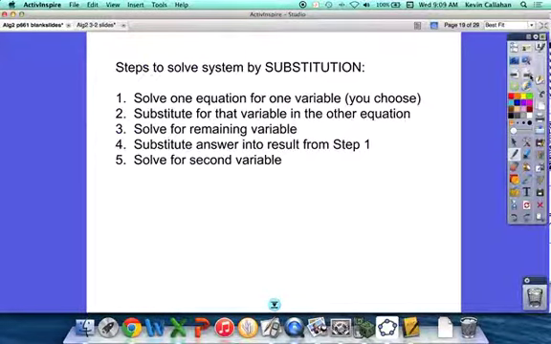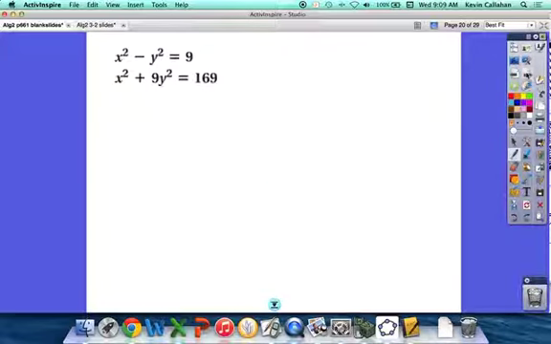So then we go back. These are the same steps we used for substitution, so you don't need to write these again. The difference now is, now we have nonlinear systems. And if you look at this nonlinear system, if I follow the steps, it says solve one equation for one variable and then substitute into the other equation.